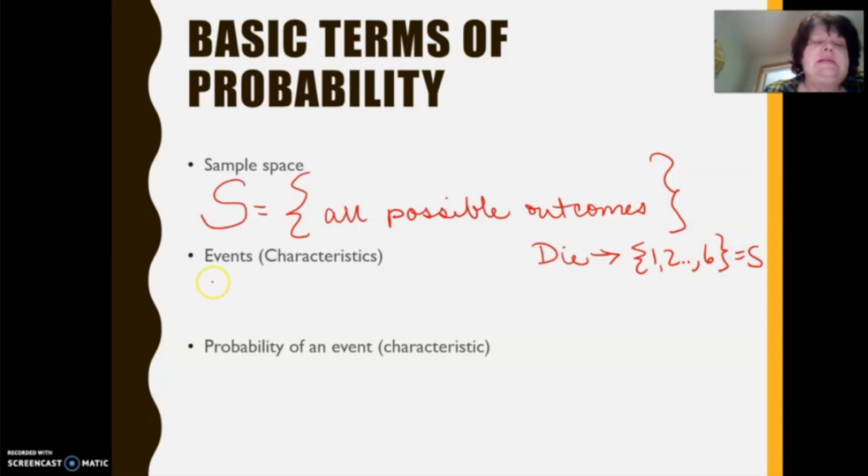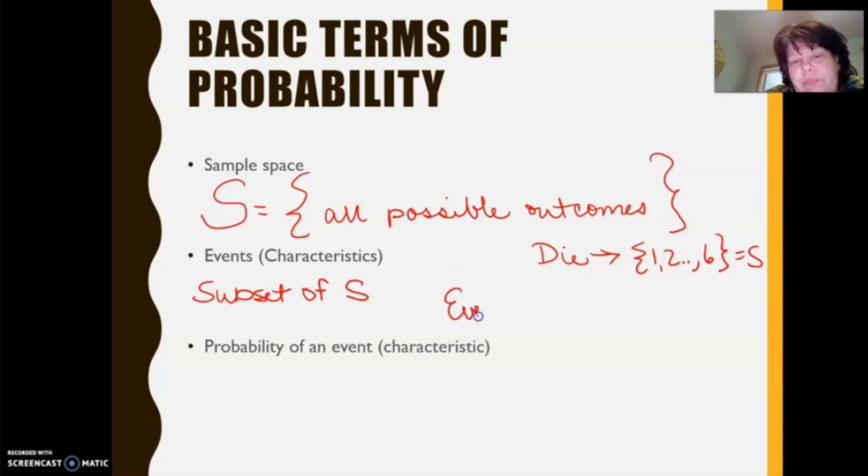And an event is a subset of S. So you're interested usually in some subset of S. So maybe what's the probability that I get an even number? So we would look at the even numbers, 2, 4, 6 in this case, and that's an event. So we could call it the letter A. Other events we call capital B, capital C, capital D, etc.